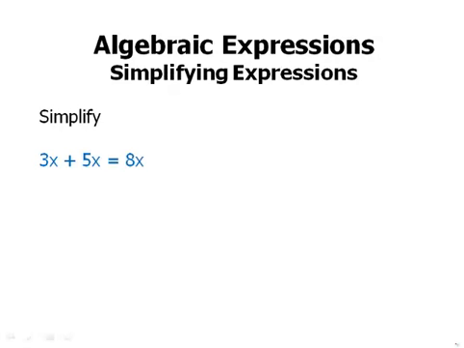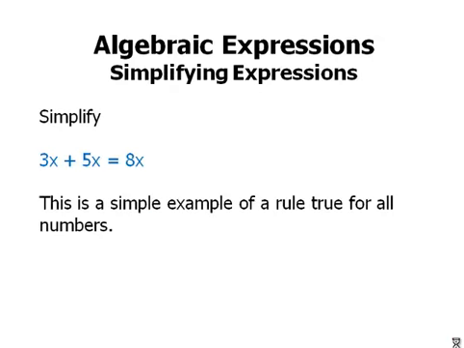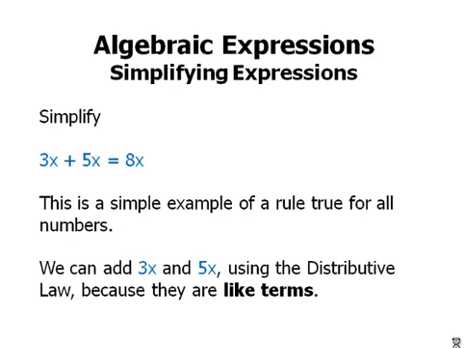Now, let's think about this for a minute. We've said one expression, 3x plus 5x, is equal to another expression, 8x. So what we're saying here is we have a rule that's true for all numbers. Every single number on the number line would obey this particular rule. And of course we can add 3x plus 5x using the distributive law because they are like terms.